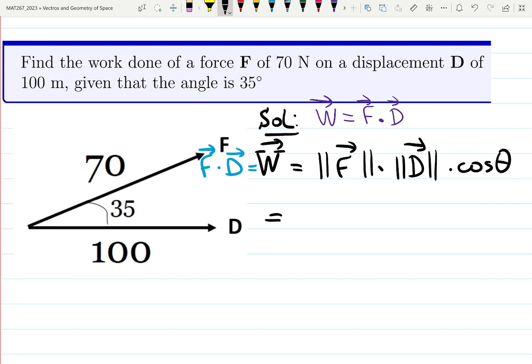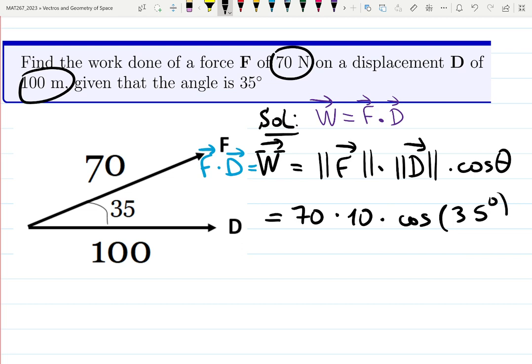That gives you size of F, the given force, is 70 times size of D, given as 100, times cosine of 35. Make sure you understand it's degrees. Switch to degrees if you did not do it before, which gives you approximately 5,734. What are the units? That's correct. Newtons times meters, which are joules. I always say it wrong. In my language, you say joule. So I always say joules, and then I try to fix myself.